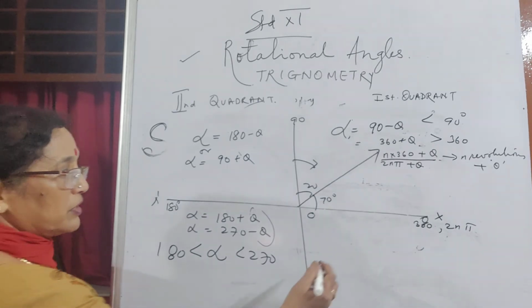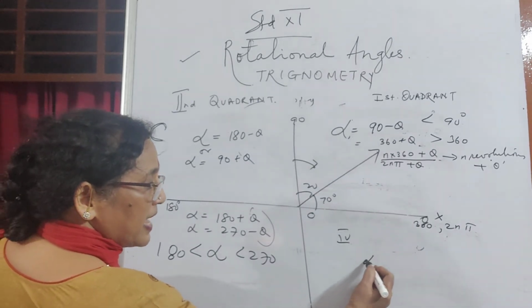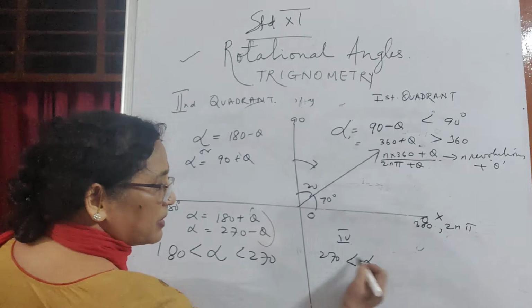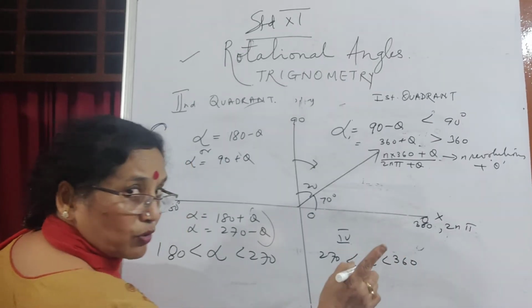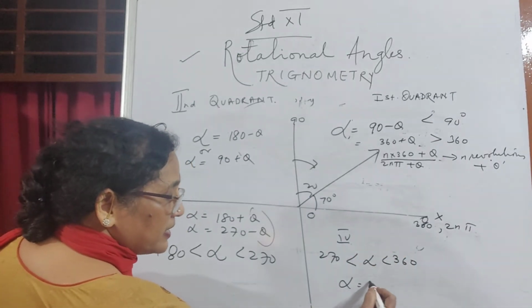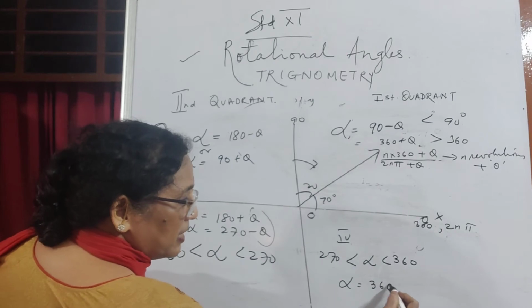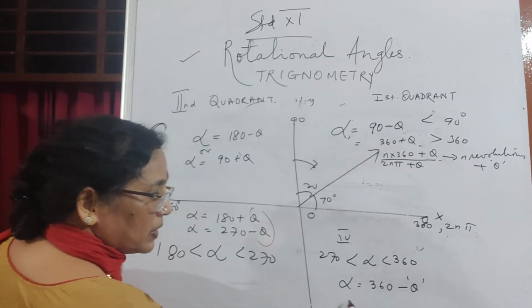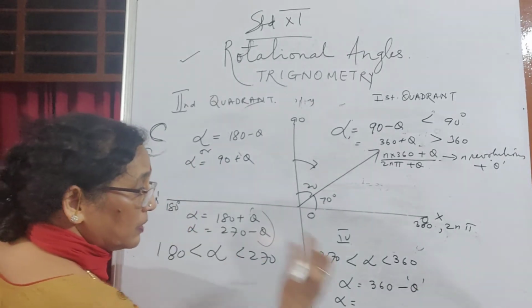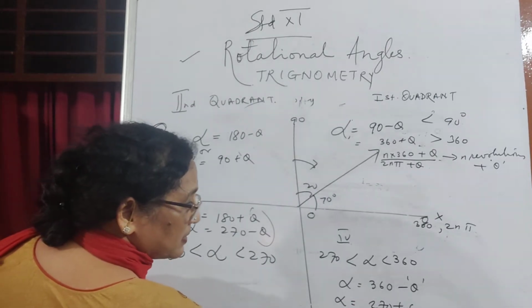What about the fourth quadrant? The fourth quadrant is where the angle is greater than 270 but less than 360. That's the fourth quadrant. So alpha I can write as 360 minus theta, or you can write as 270 plus theta.